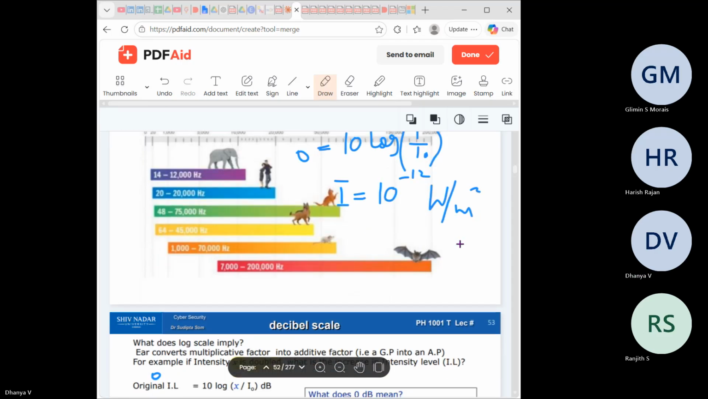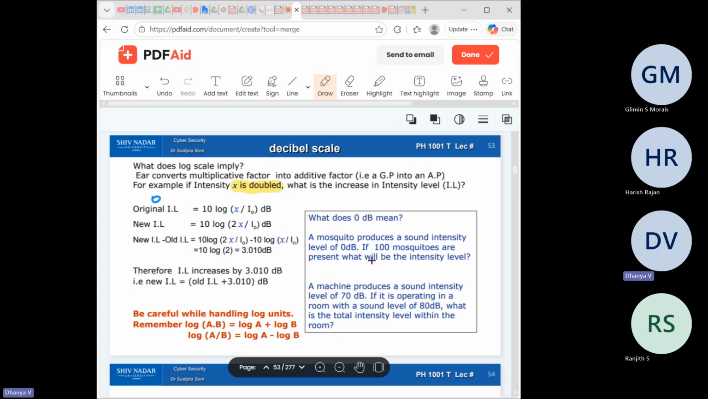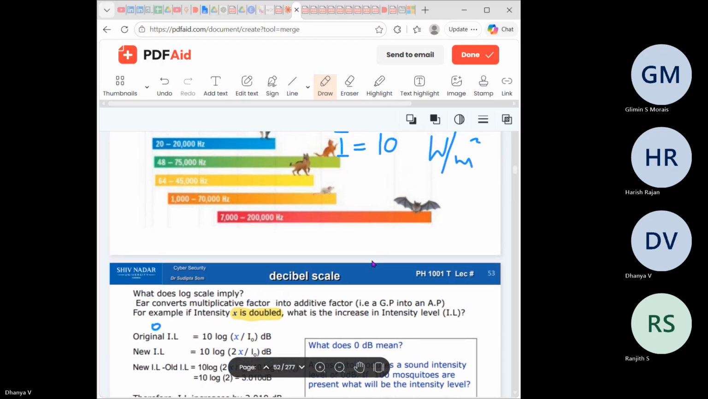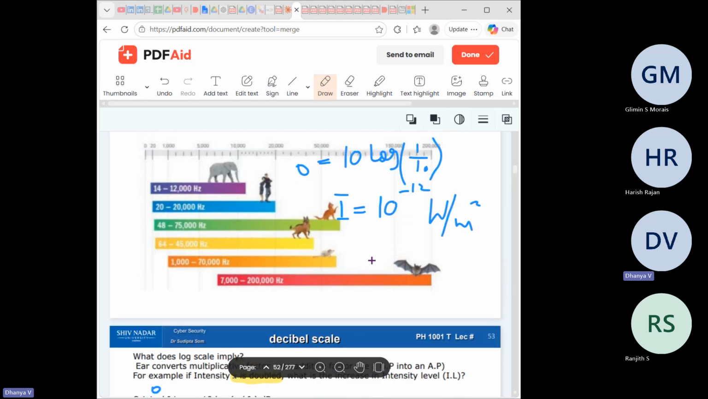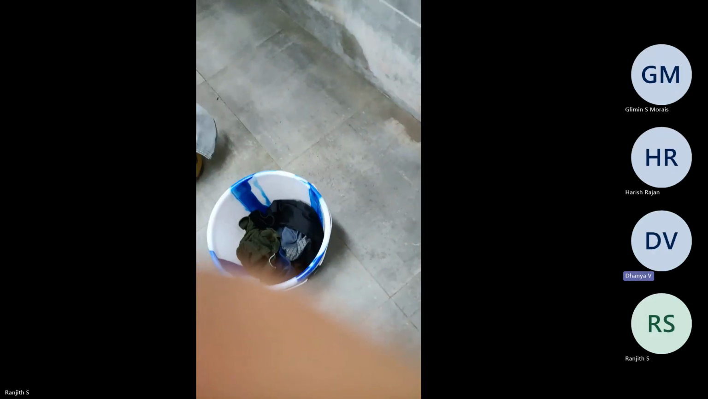And then for your second question, a mosquito produces the intensity level of 0 dB. If 100 mosquitoes are present, okay, what will be the intensity level? Okay. So they're telling us that there are 100 mosquitoes present. So what will be the new intensity level? Okay. So essentially, okay.